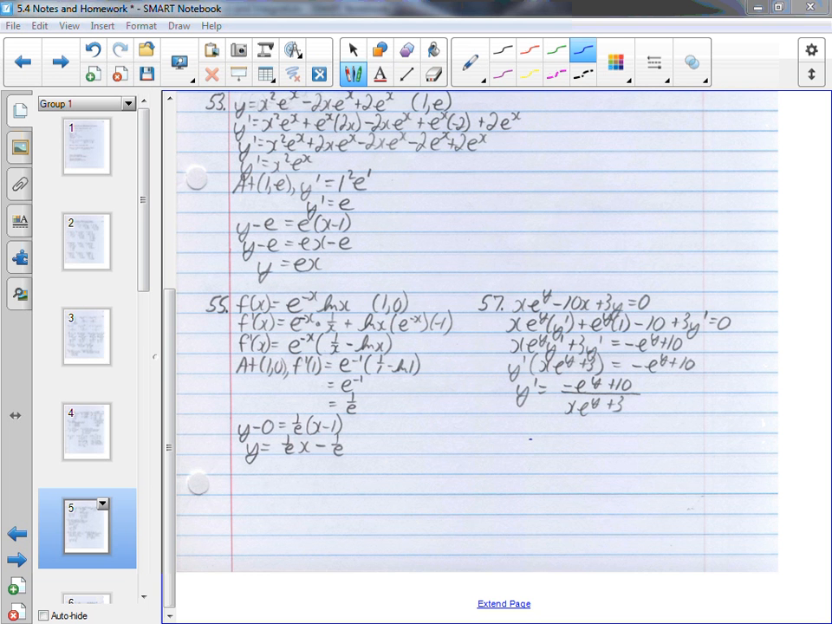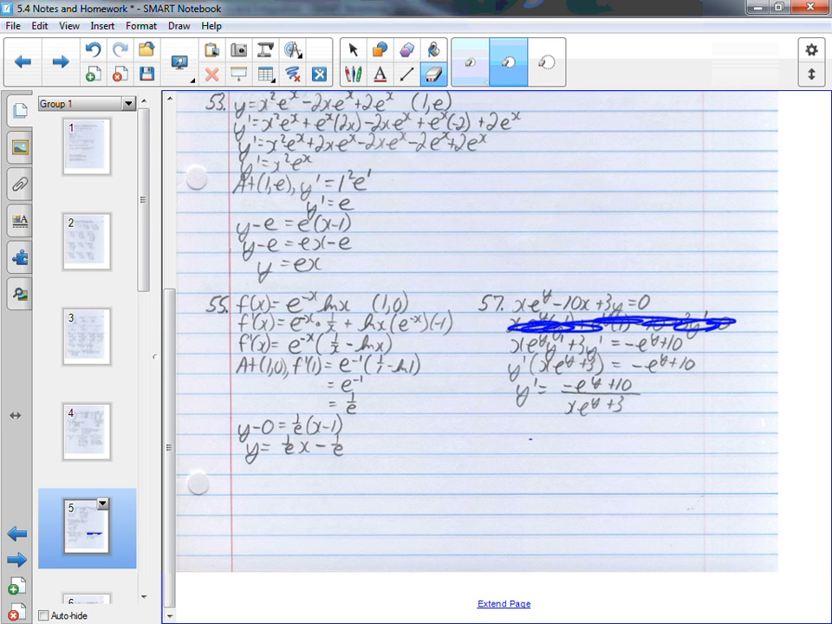On 57, implicit differentiation to find the derivative of y with respect to x. All right, so let's go a term at a time here. We've got to take the derivative of x times e to the y. What rule? Product rule. Good thing you all knew that. First function times the derivative of the second.